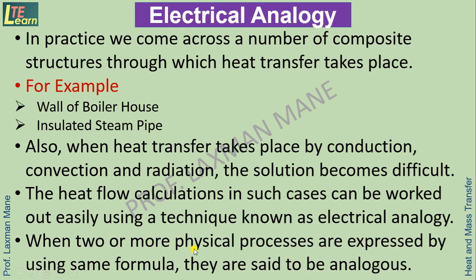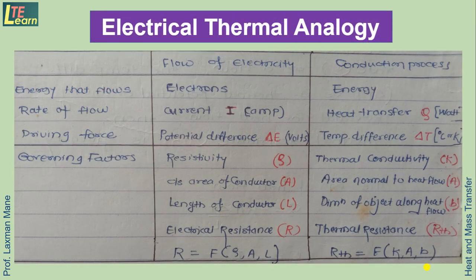When two or more physical processes are expressed by using the same formula, then they are said to be analogous to each other. Here we can see the analogy between electrical and thermal system. These are the parameters for electrical and these are the parameters for thermal, in that, heat transfer by conduction process.